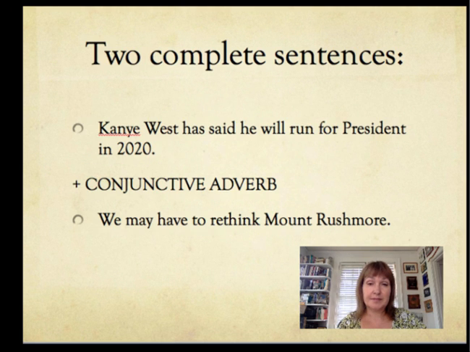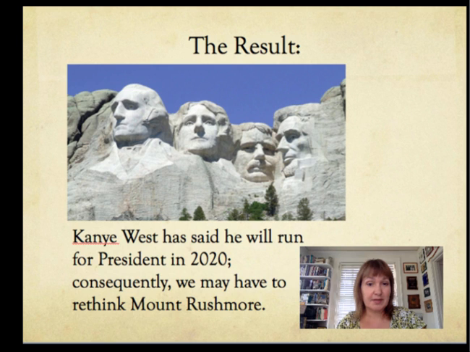Here's another example. Kanye West has said he will run for president in 2020. Let's take that idea and link it to another sentence with a conjunctive adverb. Here's our result. Kanye West has said he will run for president in 2020. Consequently, we may have to rethink Mount Rushmore. Perhaps they should take heed as to the society in which they mingle.